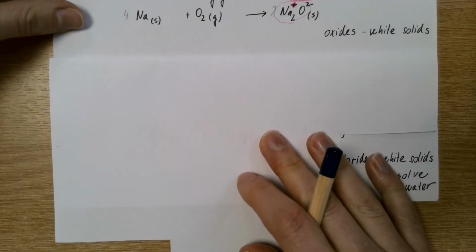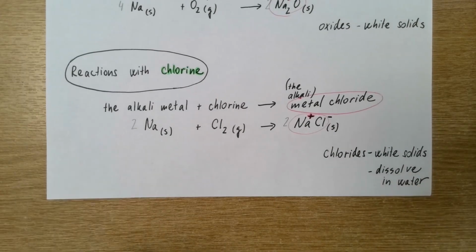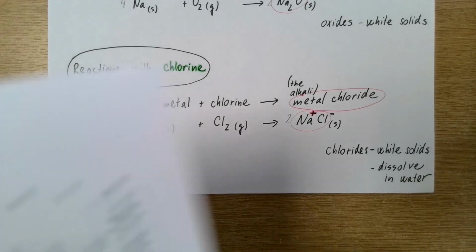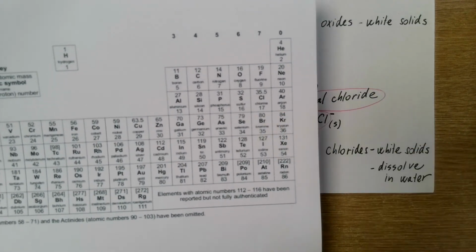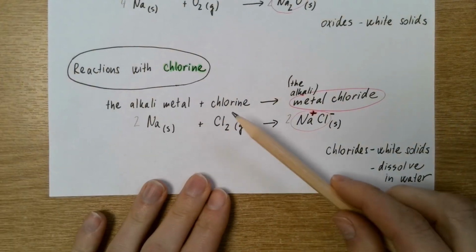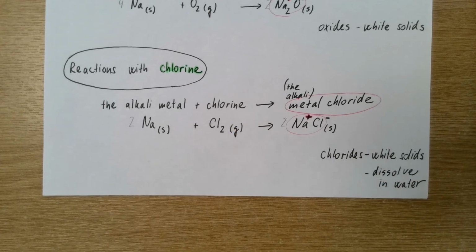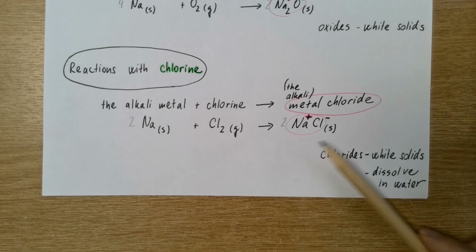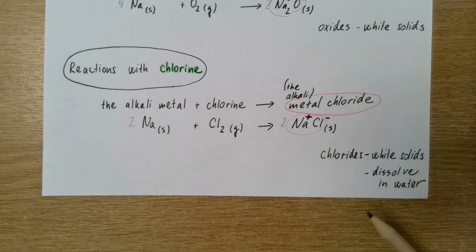Okay, and the third reaction is the reaction with chlorine. Okay, chlorine is a group 7 gas. We call them halogens. So when an alkali metal reacts with chlorine, it produces a metal chloride. So for example, sodium reacting with chlorine, producing sodium chloride. That is actually your table salt, and we know that table salt is white and does dissolve in water. So you can remember this property quite easily. So chlorides are white solids and they dissolve in water.